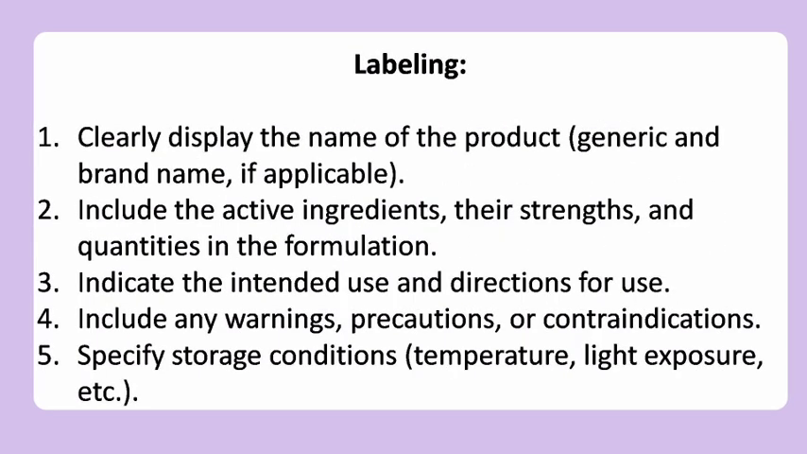Labeling: in this, first, clearly display the name of the product, generic and brand name, if applicable. Second, include the active ingredients, their strengths, and quantities in the formulation. Third, indicate the intended use and directions for use. Fourth, include any warnings, precautions, or contraindications. Fifth, specify storage conditions, temperature, light exposure, etc.